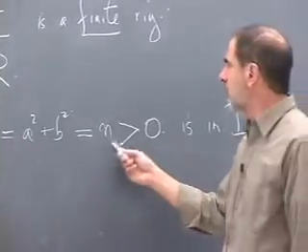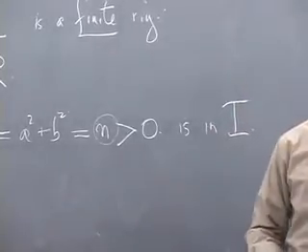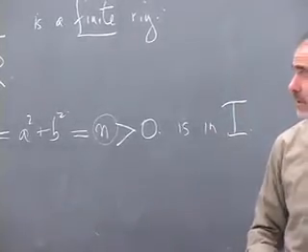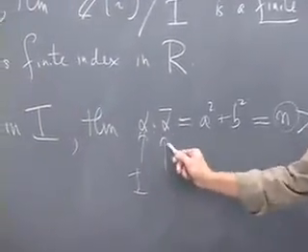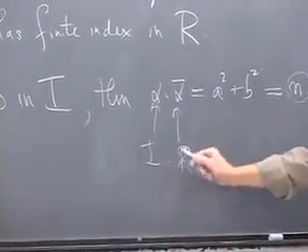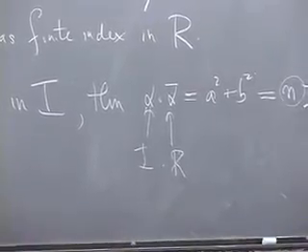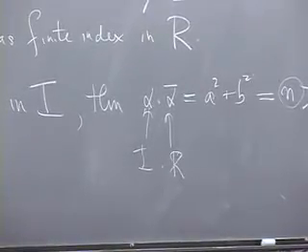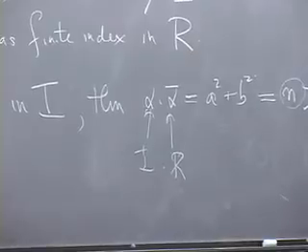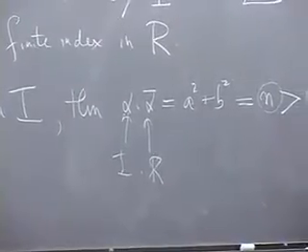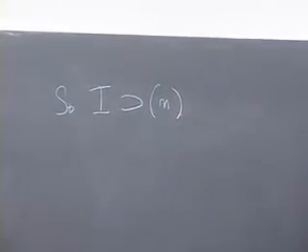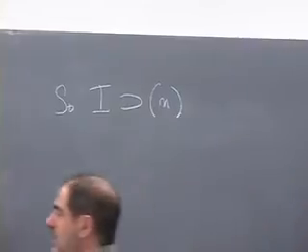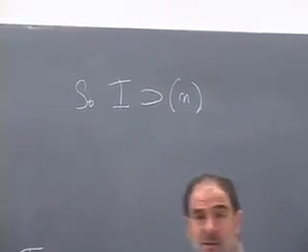Why is this integer in the ideal? Because it's the product of something in the ideal and something in the ring. Exactly. This is something in the ideal, and this is something in the ring. And any time you multiply something in the ideal by something in the ring, you stay in the ideal, by the definition of an ideal. So therefore, whatever this ideal is, it contains the principal ideal generated by n, because once n is in the ideal, all multiples of n are in the ideal.